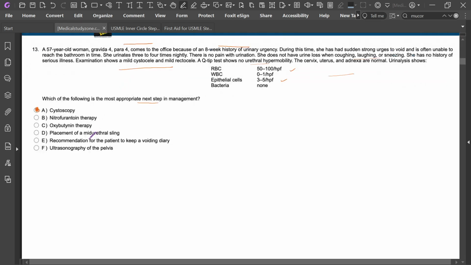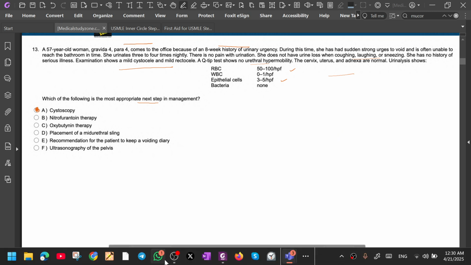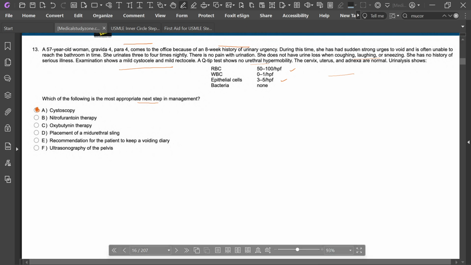A 57-year-old woman, gravida 4, para 4, comes to the office because of an 8-week history of urinary urgency. During this time, she has had a sudden strong urge to void and is often unable to reach the bathroom in time. She urinates 3 to 4 times nightly. There is no pain with urination. She does not have urine loss when coughing or sneezing. She has no history of serious illness.